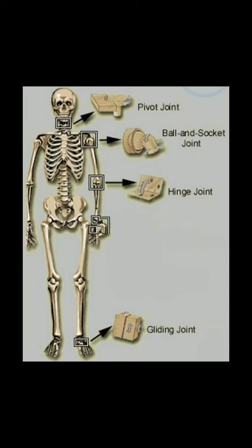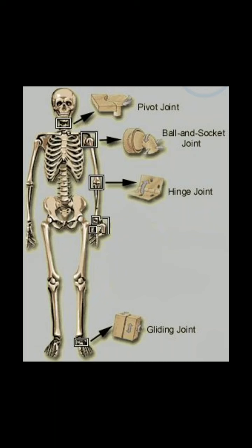First one is the pivot joint, which is present between the skull and the first two vertebrae. Ball and socket joint, which is present between the hip and the shoulders. Hinge joint, which is present in our elbow. Gliding joint, which is present in the toes and the hands. I hope the topic of joints is clear to you.